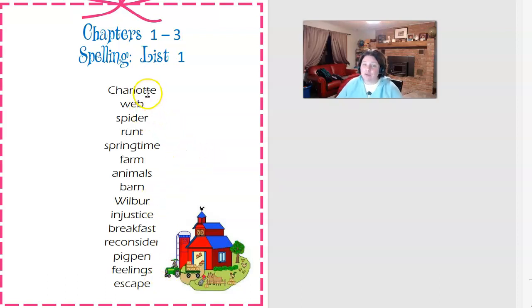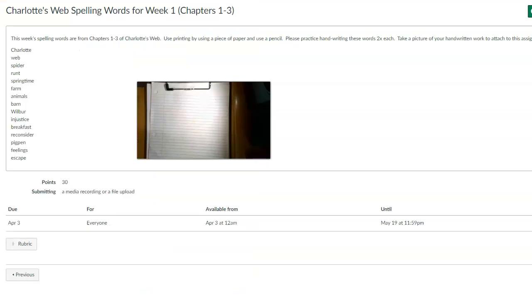Please write these words 2 times each. Take a picture and turn in your spelling words that way today. Let's write these words together. Number 1, Charlotte with a capital C.